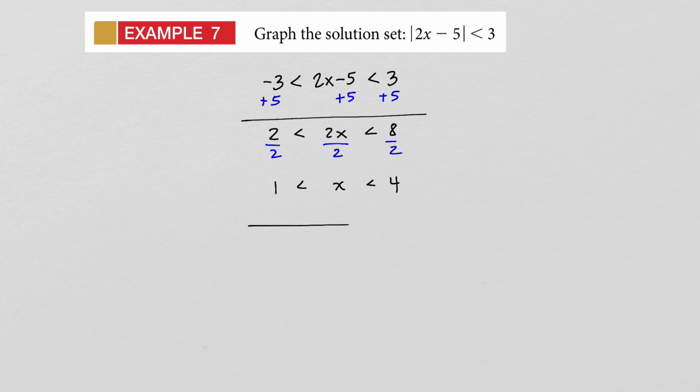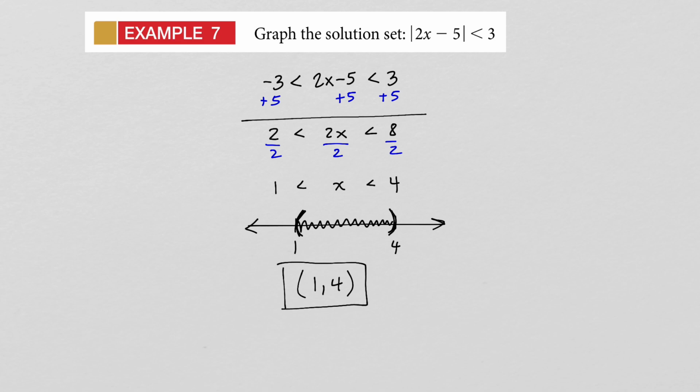And so our solution here, the graph, is all the numbers in between 1 and 4. And we're not including them, right? Because there's no equal to on our less than symbol. So in interval notation, our final answer here is all the numbers from 1 to 4, not including. Now, both of these are acceptable answers, here and here. You just have to make sure you answer the question in the way that you're being asked.